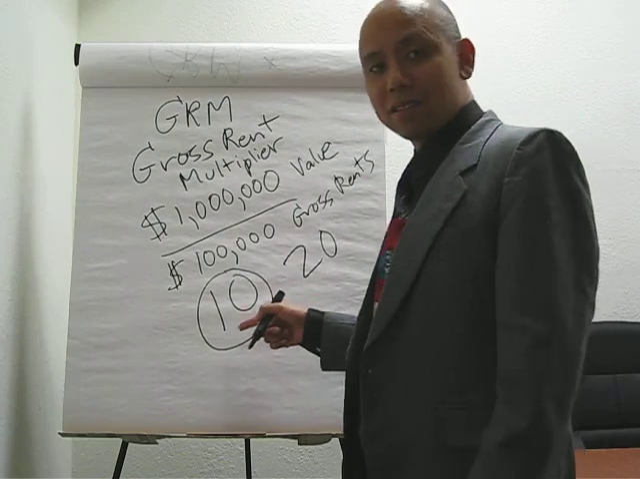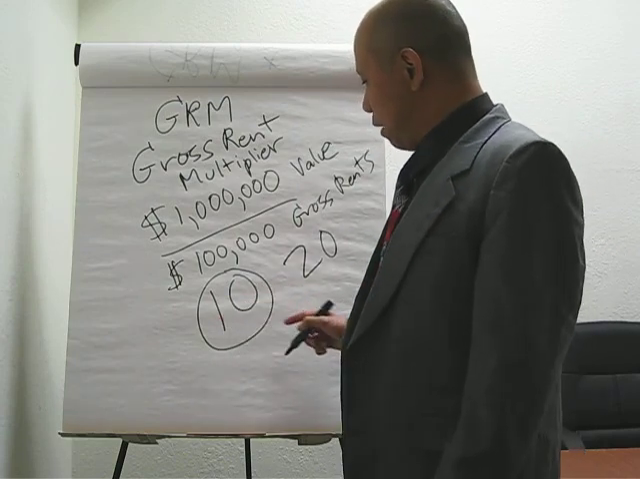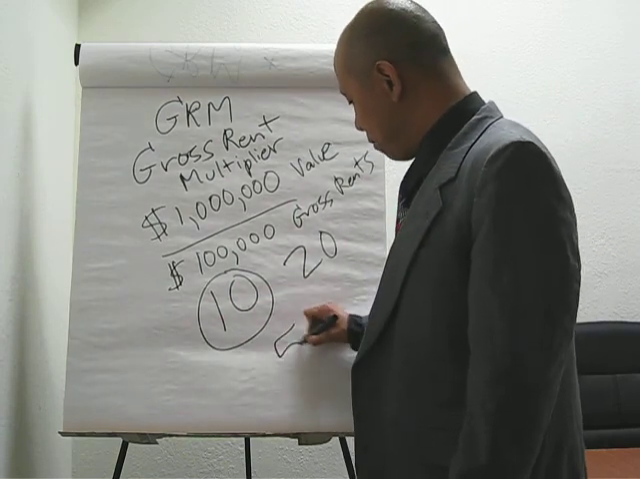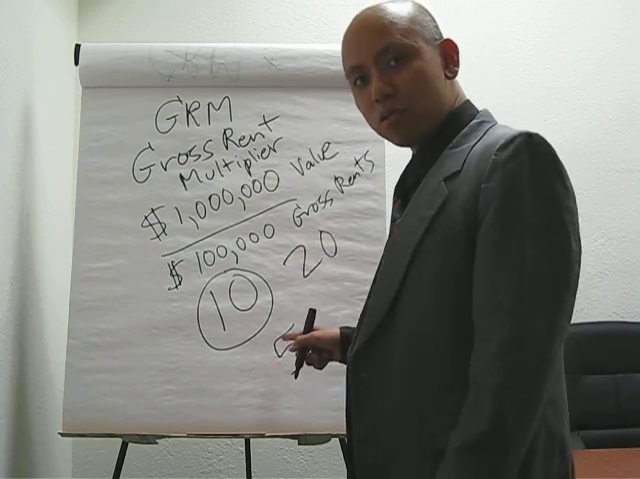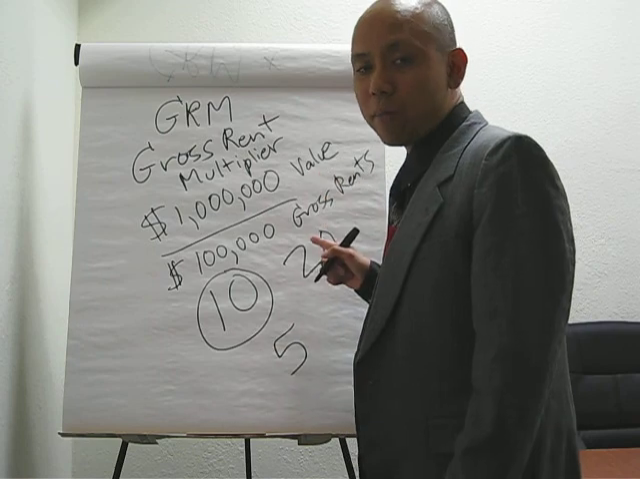Now, the lower it is, the better, because if, let's just say you have a GRM of 5, well, basically that means that in 5 years' time, those rents would have paid off your property.